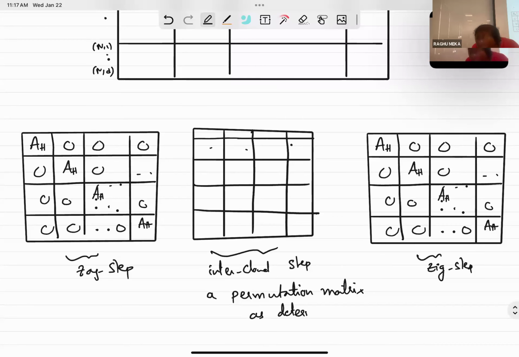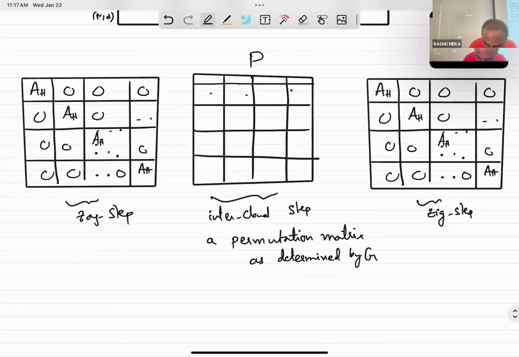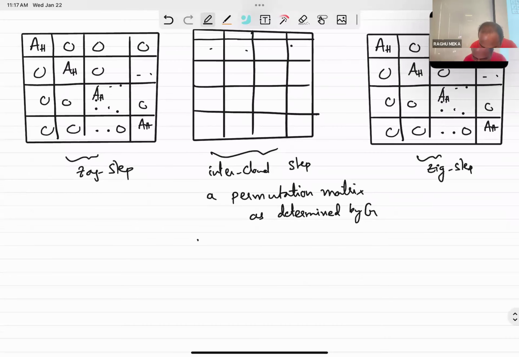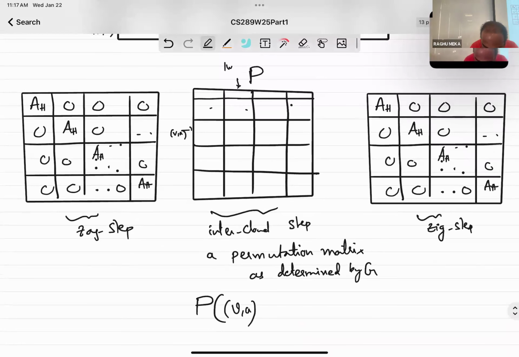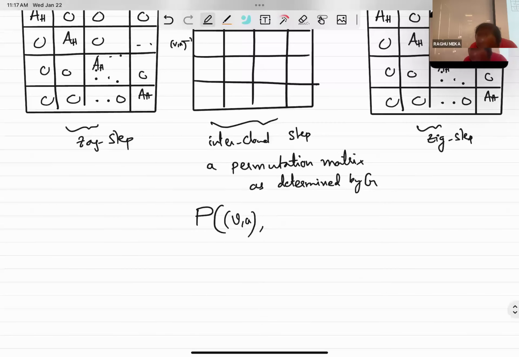As determined by G. Okay. And we kind of know exactly what this matrix is too. We can say, I'll call it P. If I take some entry V comma A here, and a column entry W comma B, when will it be 1? So when is there an edge between them?